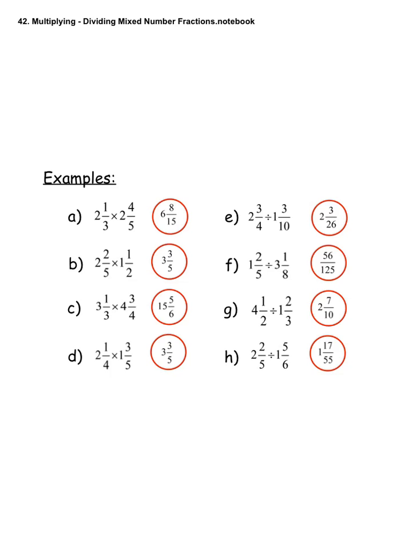Okay, so the first one, you should have 6 and 8/15. For the second one, you should have 3 and 3/5. For the third one, you should have 15 and 5/6. And for the fourth one, you should have 3 and 3/5. For part E, you should have 2 and 3/26. For part F, you should have 56 over 125. For G, you should have 2 and 7/10. And for H, you should have 1 and 17 over 55.